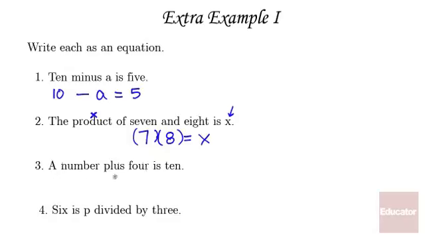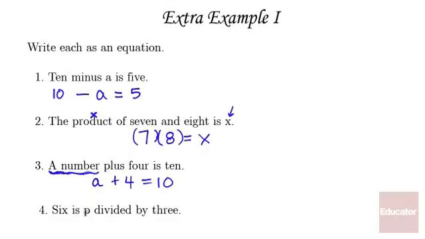The next one, a number plus 4 is 10. Here it just says a number. So a number plus 4 is 10. We know this is plus 4 equals 10. But we don't know what that number is, right? So anything unknown, we write as a variable. And you can just pick whatever variable. You can say A, you can say B, you can say D, whatever your favorite letter is. You're going to write that as the number.